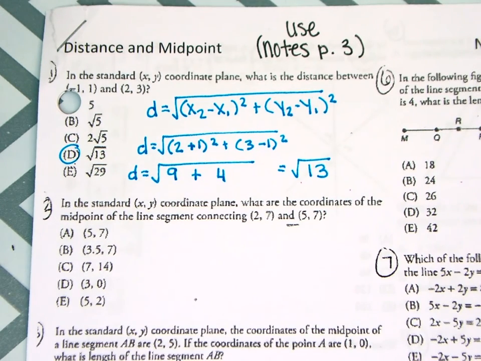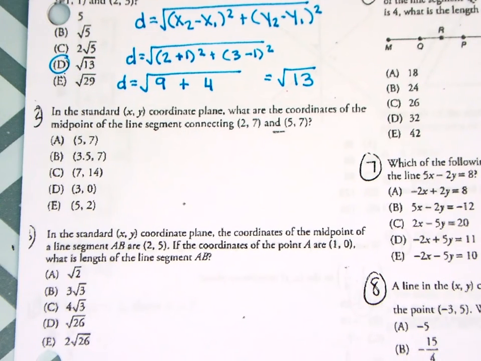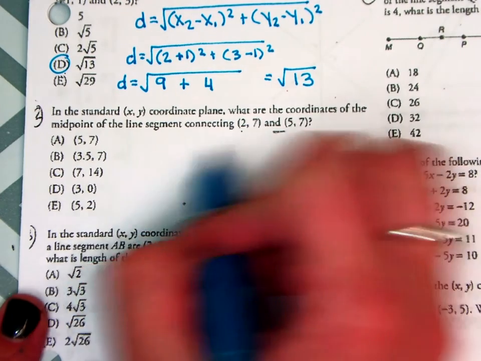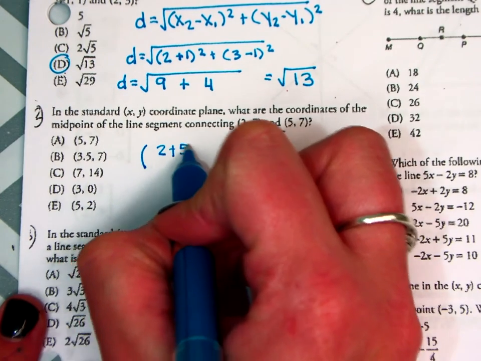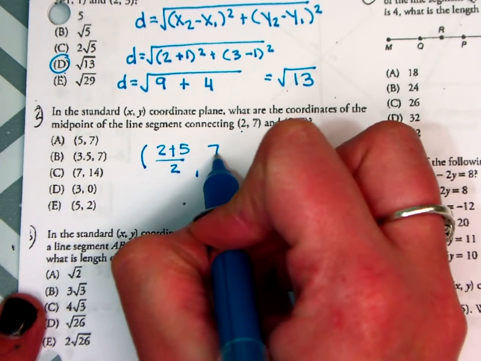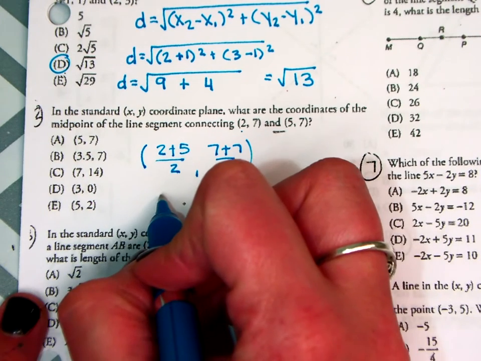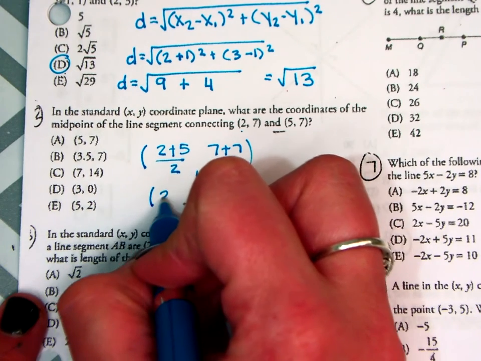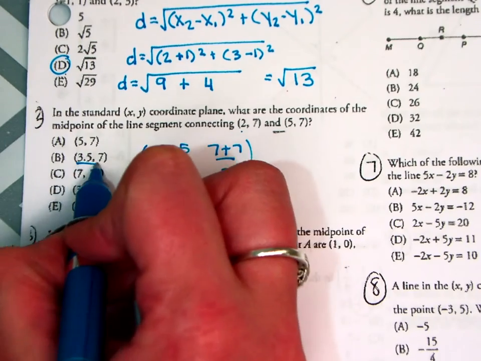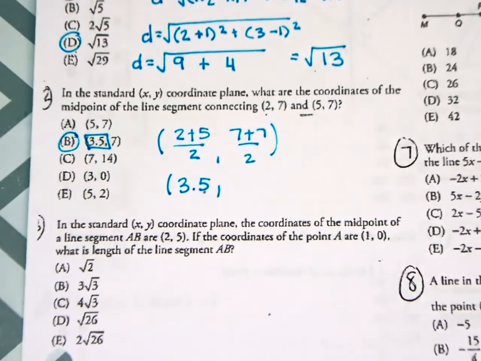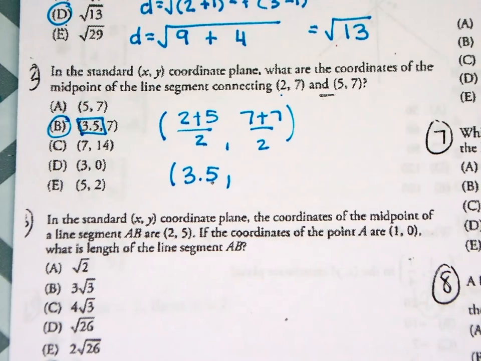All right, number 2, in the standard XY plane, what are the coordinates of the midpoint of the line segment connecting 2, 7 and 5, 7? So what's happening here is we are just trying to find the midpoint, so you add the x's, so 2 plus 5 divided by 2, and add the y's, 7 plus 7 divided by 2. Well, 2 plus 5 is 7. 7 divided by 2 is 3.5. And if we stop here, we can see that the correct answer is B, because 3.5 is the x value, and that's the only one listed.